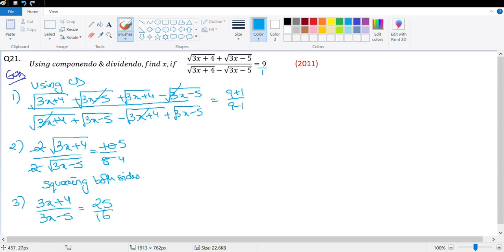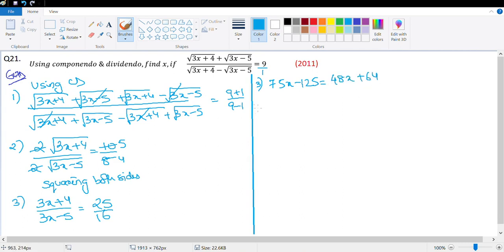Right, let's go ahead and solve it further, which means now we can cross multiply. We are left with nothing else now. When I cross multiply, I get 25 into 3x, that's 75x, minus 25 into 5, that's 125, is equal to 16 into 3x, that's 48x, plus 16 into 4, that's 64.